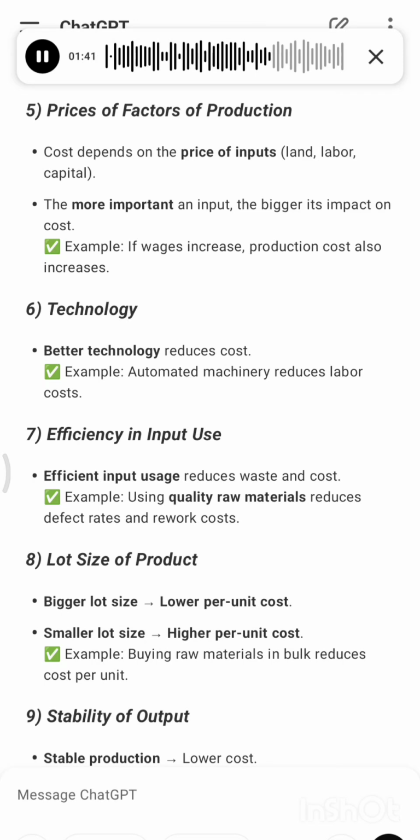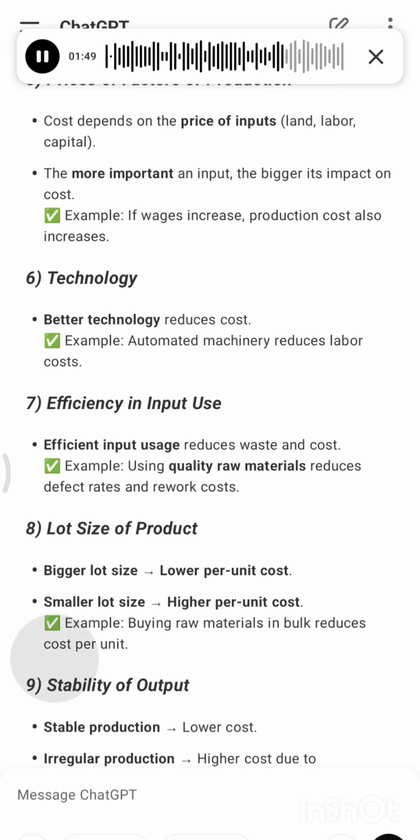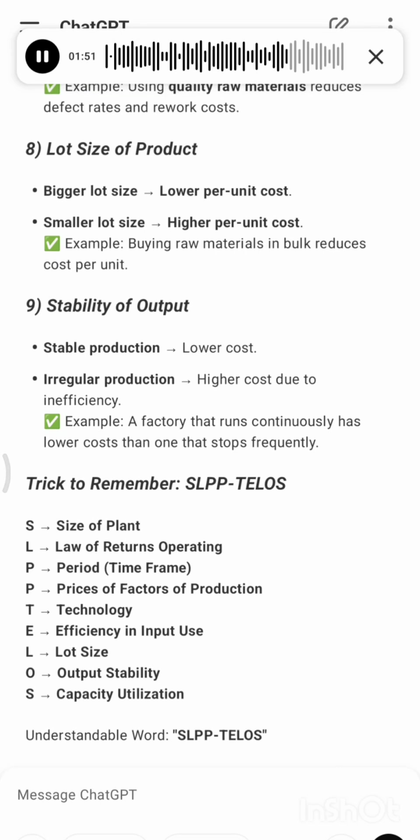8. Lot size of product. Bigger lot size, lower per unit cost. Smaller lot size, higher per unit cost. Example, buying raw materials in bulk reduces cost per unit. 9. Stability of output. Stable production, lower cost. Irregular production, higher cost due to inefficiency. Example, a factory that runs continuously has lower cost than one that stops frequently.